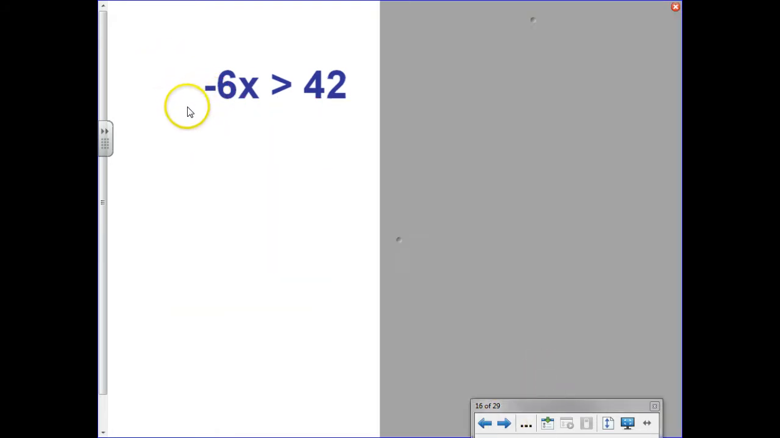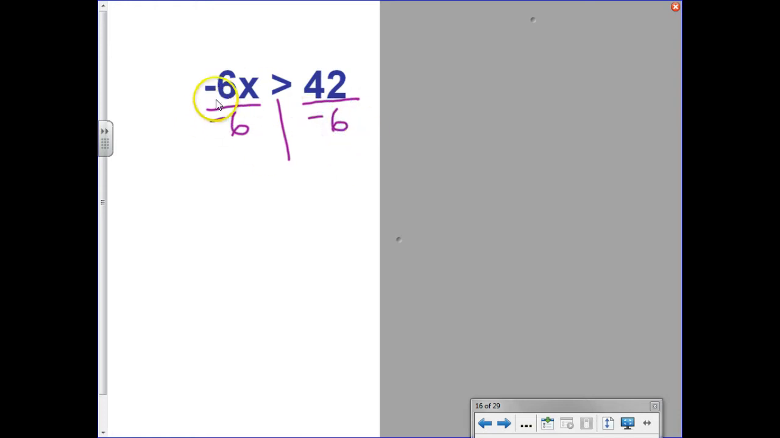This one looks very similar. Negative 6x is greater than 42. You'll see, last time I had, I believe, positive 6x greater than 42. Now I'm doing negative 6x is greater than 42. I'm going to divide both sides. This time I have to divide by negative 6. Be fair and do the same thing over there.